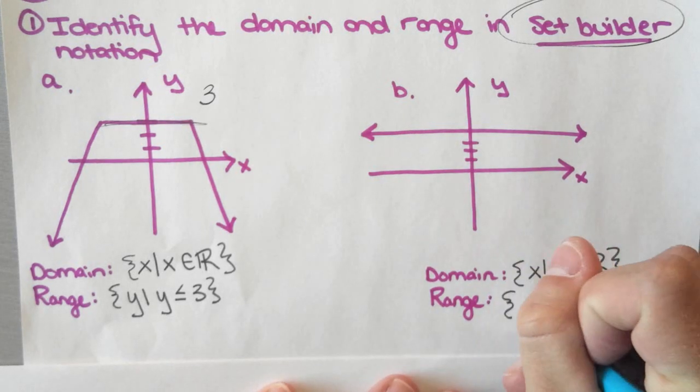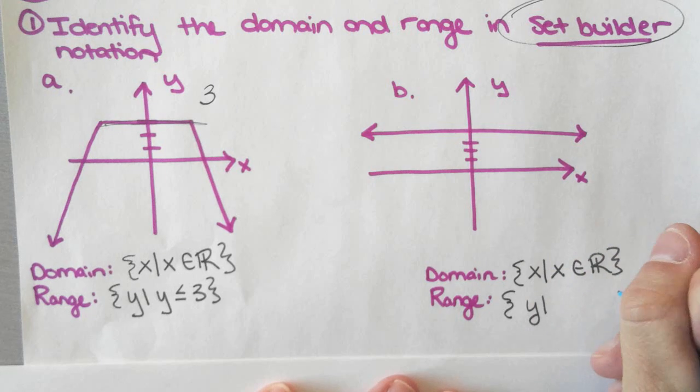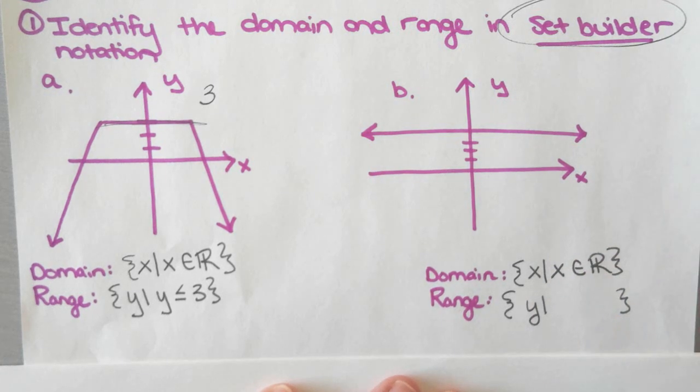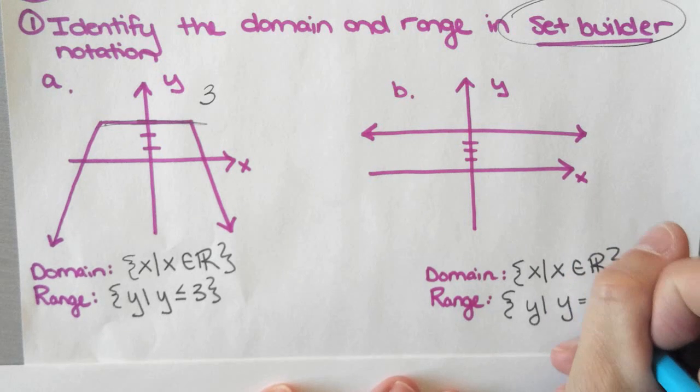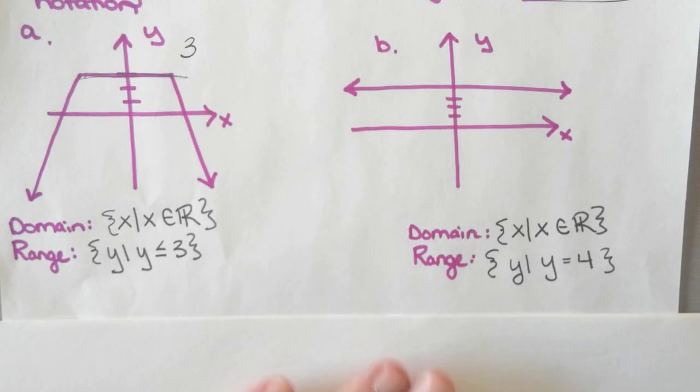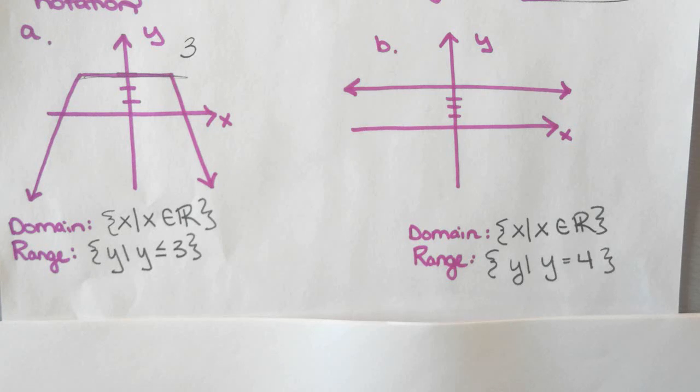Okay, I saw some people who had this one. This one was a little tricky. What do we put for the range? Equal to 4. So it lives at 4 all day long. It's not going anywhere else. So this would be y equals 4.